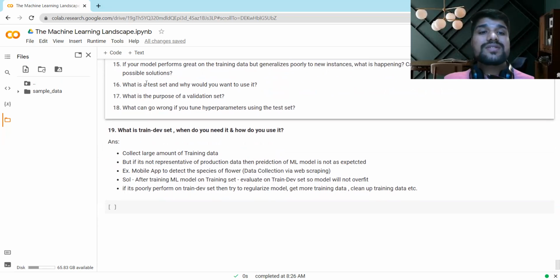Next, what is a test set? I have explained that you have to divide your data into the train and the test set. So what is the test set, and why do we require the test set? If we don't have the test set, what happens? I can just train and do the prediction. Then what is the advantage, or what is the use case of the test set? So just watch the video for the detailed answers. If you know it, comment it.